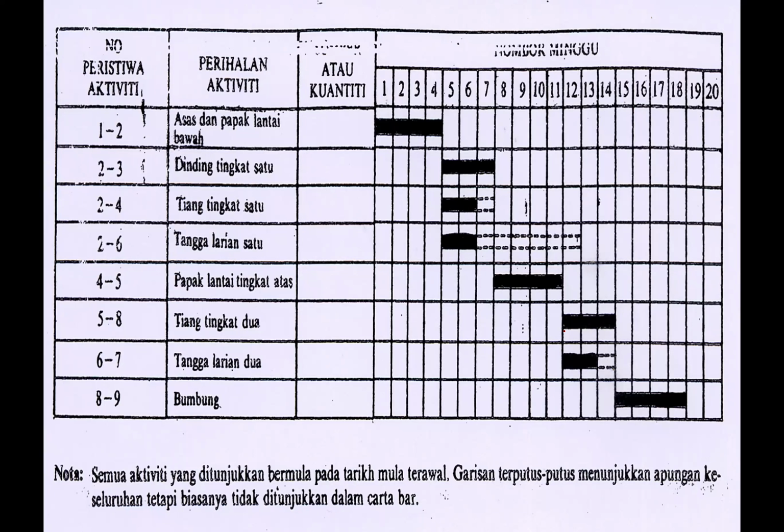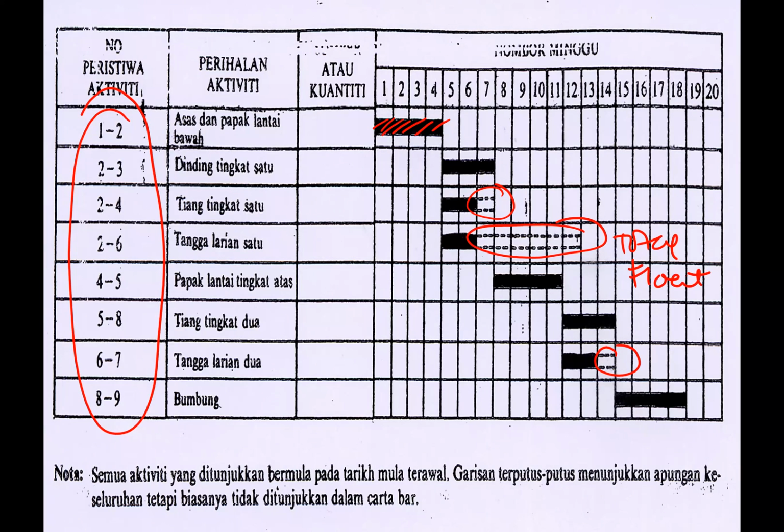Okay, just take one simple example. We have a list of activities. So don't worry about the Malay version here. This is just the name of the activity. The most important thing is that each of the activities has a bar chart here. You notice the bar chart and you notice a dotted line. This dotted line is just to indicate the total float.